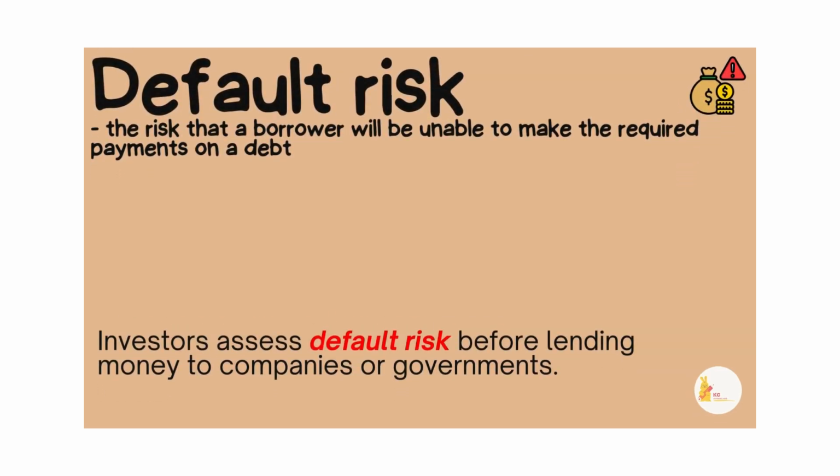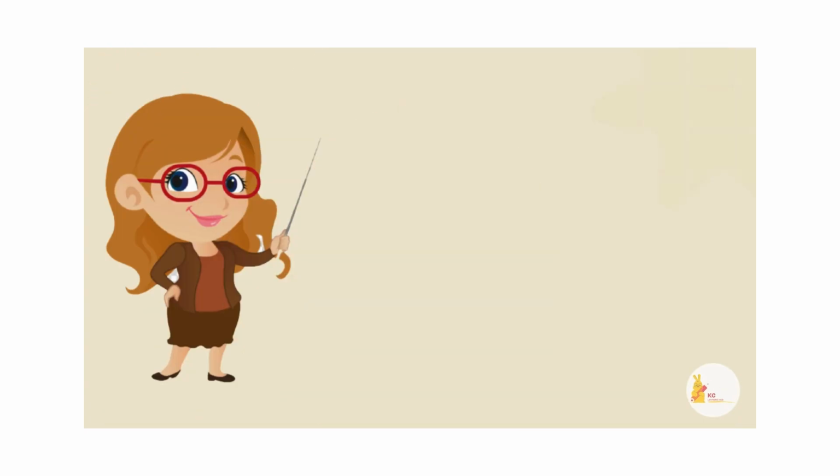Number 5. Default risk. Please repeat. Default risk means the risk that a borrower will be unable to make the required payments on a debt. Example: investors assess default risk before lending money to companies or governments.